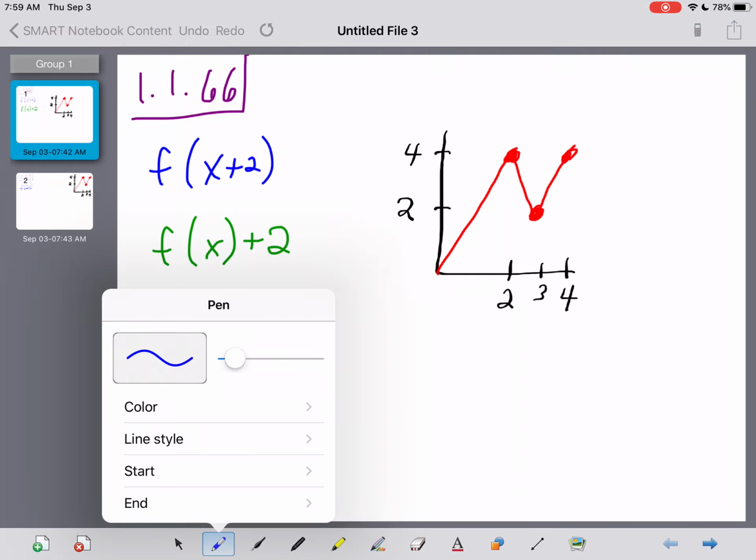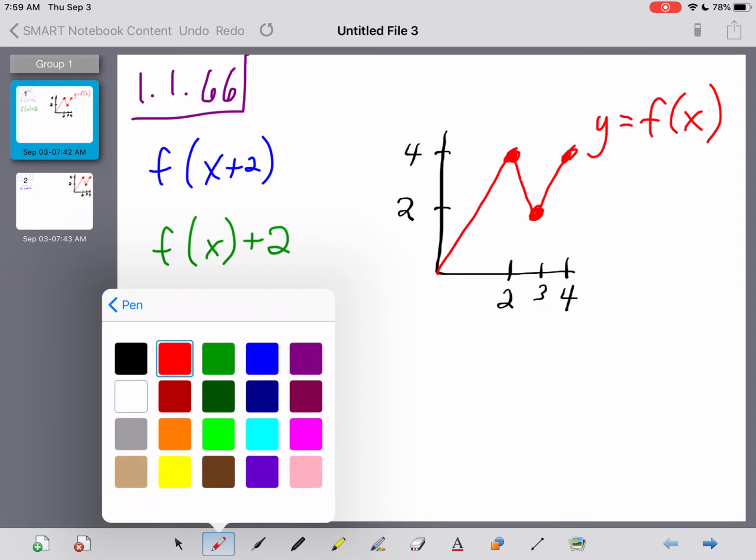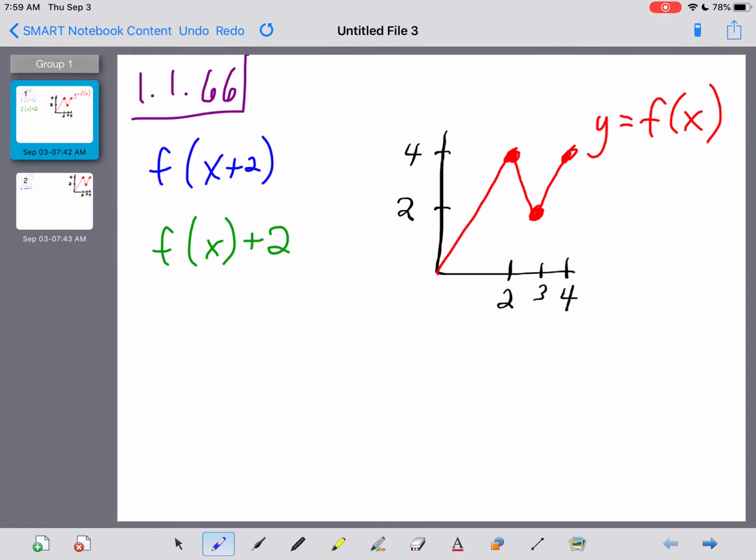So one of the things I probably should have listed here that's kind of important is that this original graph is given to us right here as the original function y is equal to f of x. And with that in mind, then, we were asked to make some shifts on that graph here. So let's talk about what's going on.